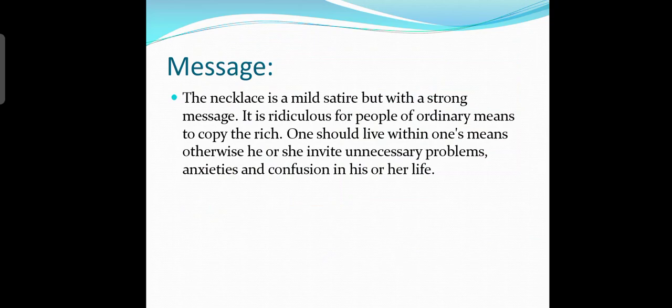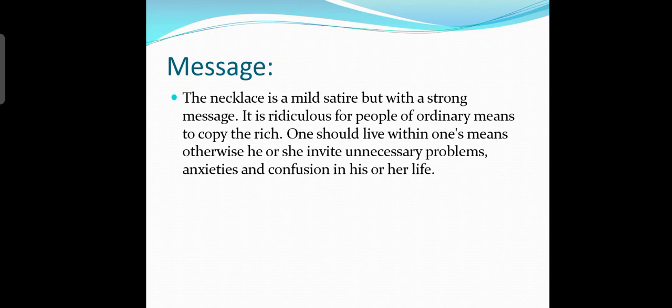So it was this story. And what is the message in this story? The necklace is a mild satire, but with a strong message. It ridicules people of ordinary means who copy the rich. The people who are not rich, who are ordinary, and they try to copy the rich, it mocks those kinds of people. One should live within one's means.